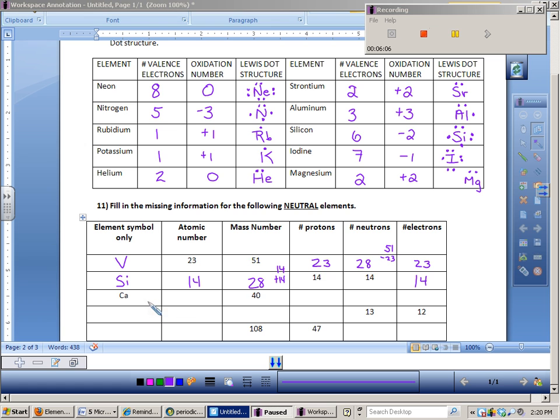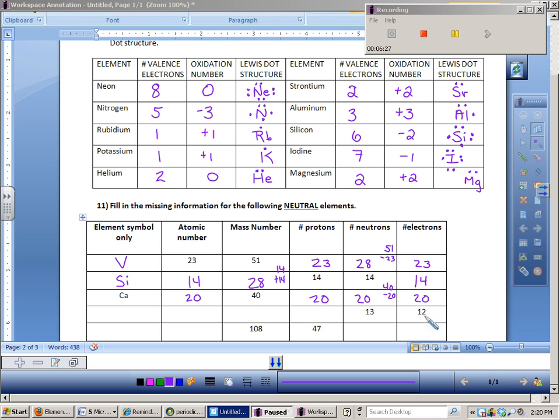The next row, we know you're calcium. Atomic number is 20. I have a mass number of 40. If I have 20 as my atomic number, I have 20 protons. I'm neutral, so I have 20 electrons. And to get neutrons, 40 minus 20, or 20 neutrons.